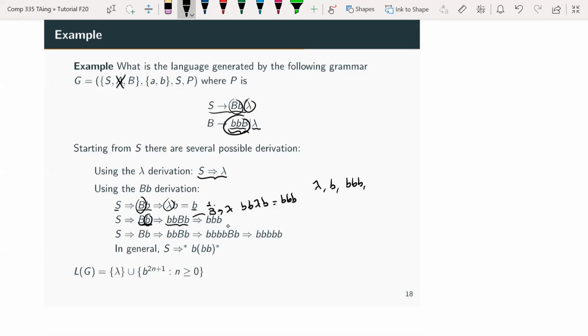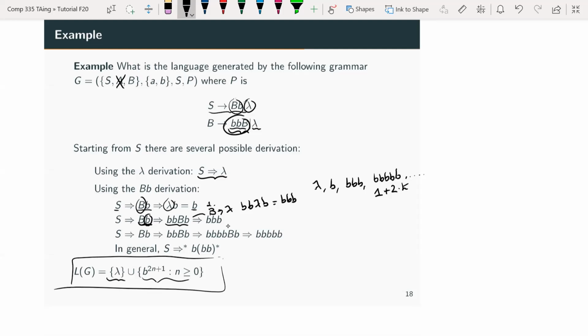So that means that the strings that are generated by G are always going to be odd, because they're always going to be 1 plus 2 times K, right? They're always going to be 1 B plus K number of pairs of B's. So we see that in general, the language generated by G is going to be all of the odd number of runs of B's plus the empty string lambda. So the language generated by G here is going to be the union of these two languages.